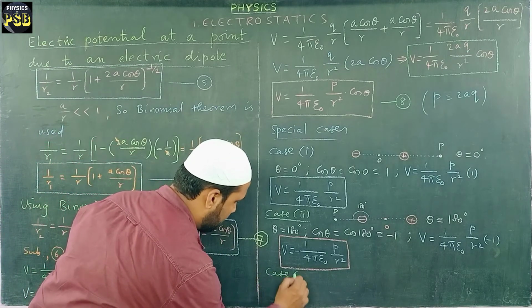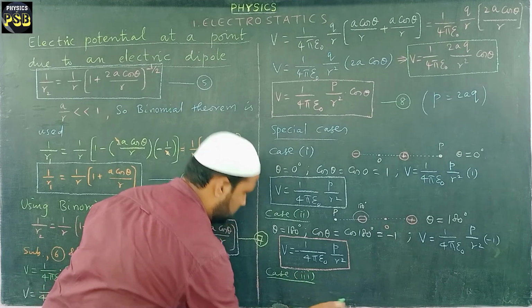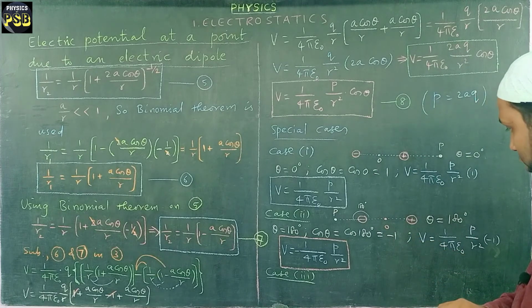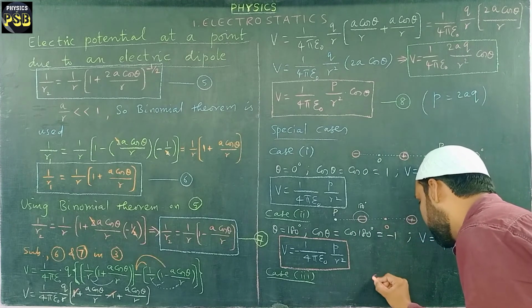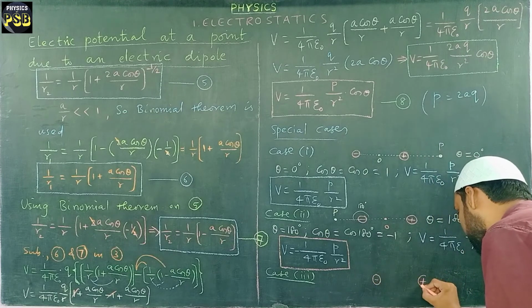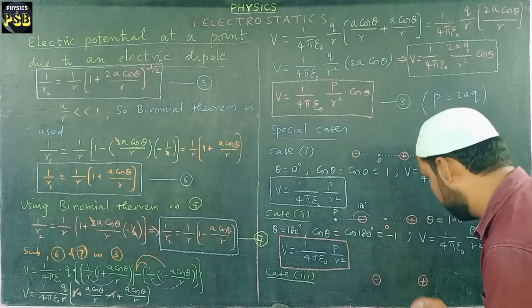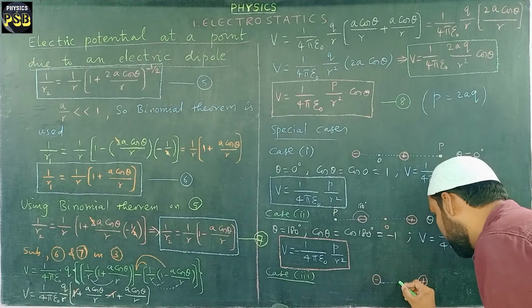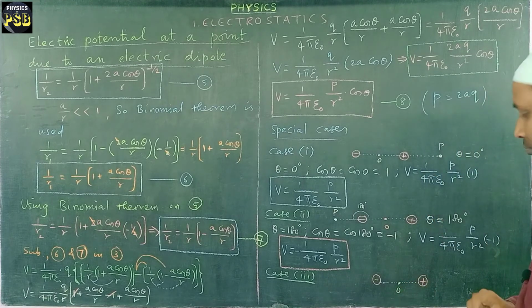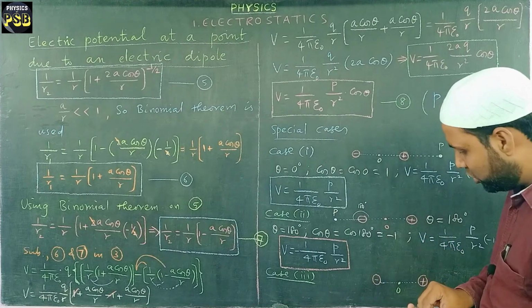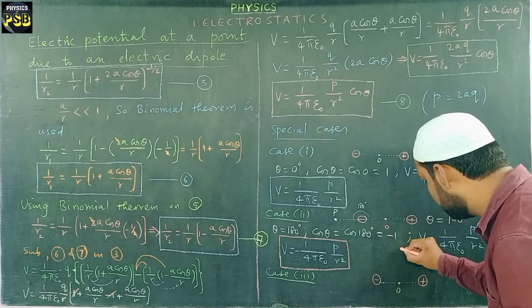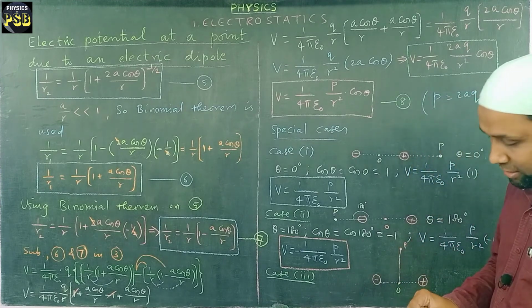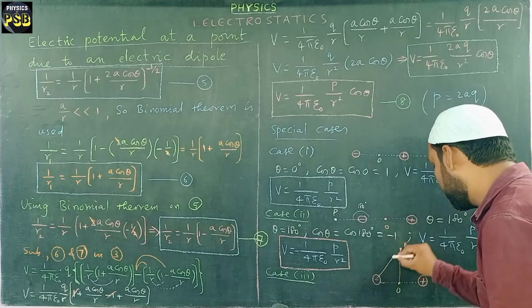Case 3. Now, take the electric dipole, and here we have the midpoint O. Now point P is taken here along the equatorial line, like this.